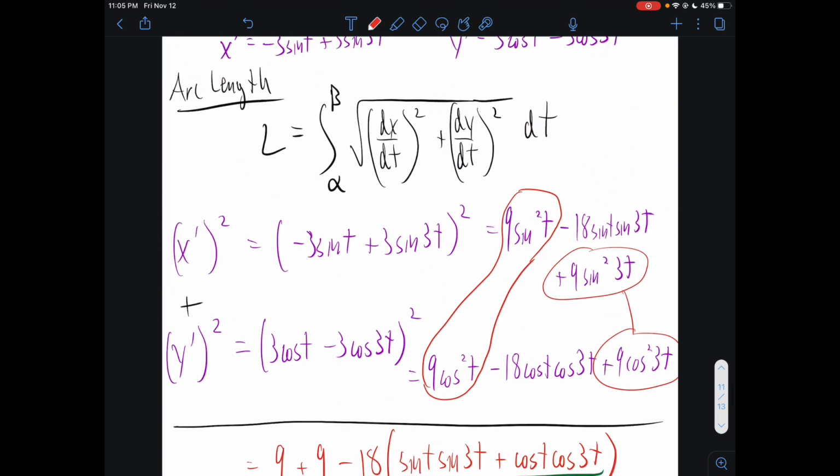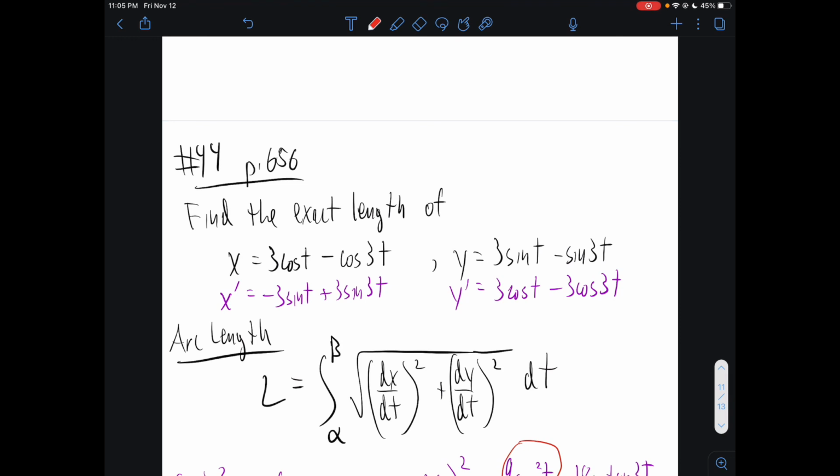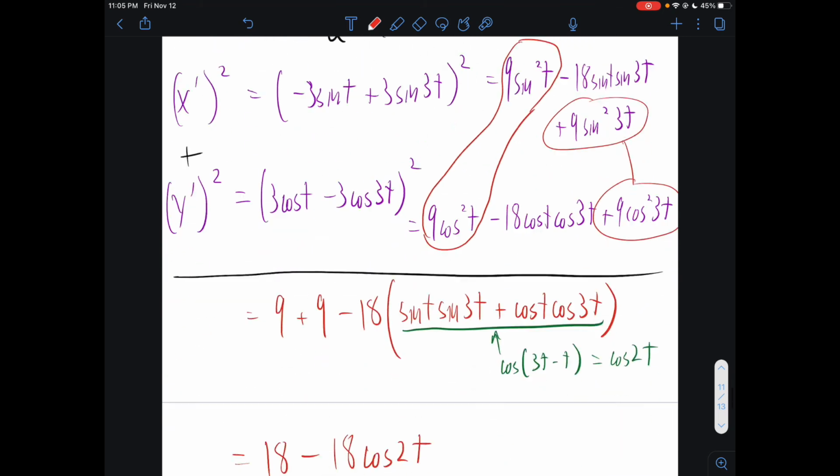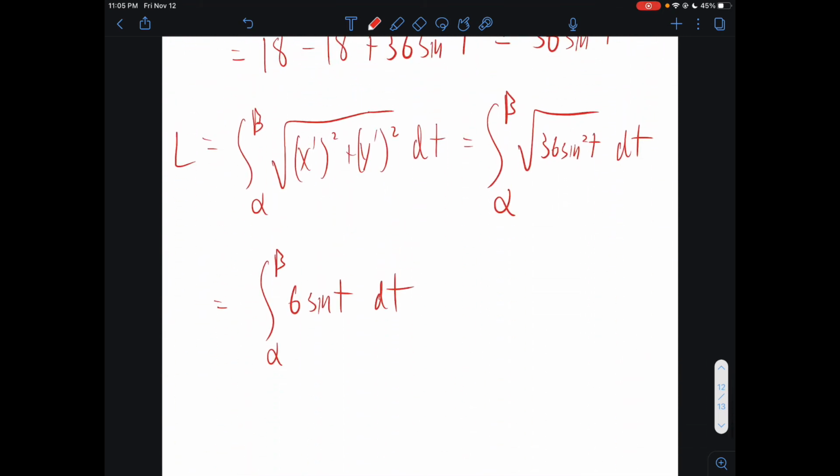And as far as our limits go, I actually forgot to write this down. This was given in number 44. T is running from 0 to pi. And I should mention, because of that restriction, sine is positive, as in the sine function is positive for t from 0 to pi, which is why I'm allowed to take this square root right here, and it becomes a positive 6 sine t. It depended on those limits.